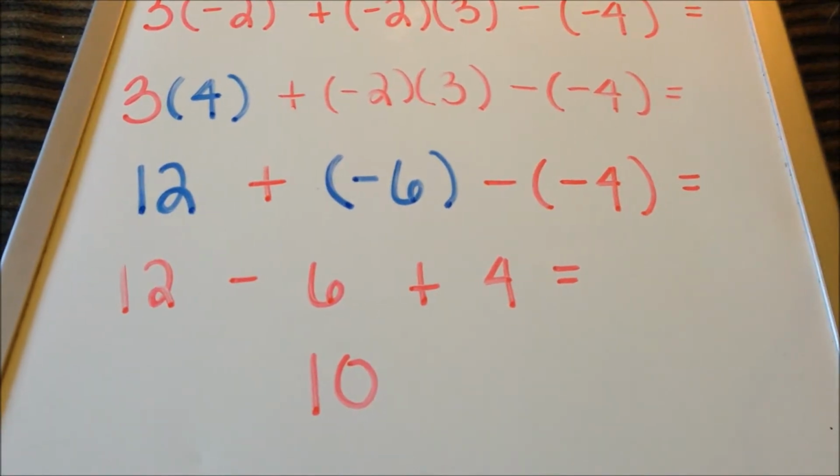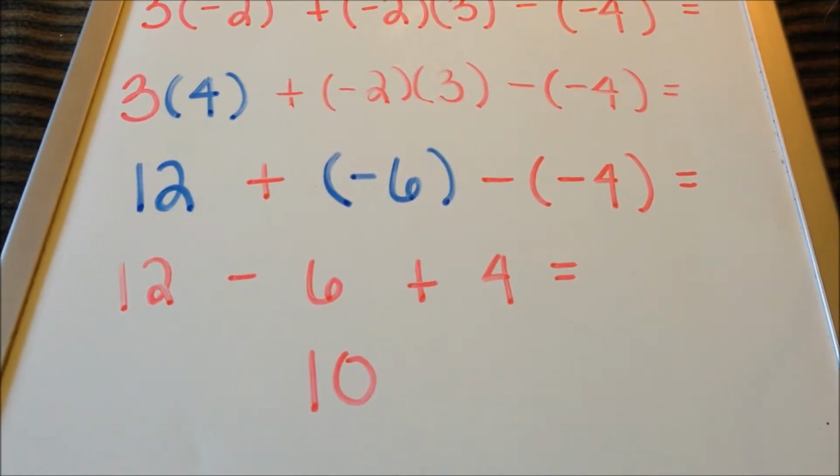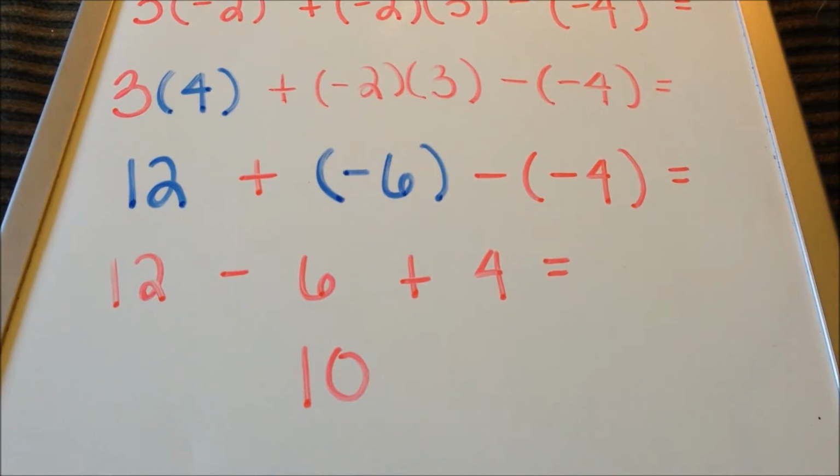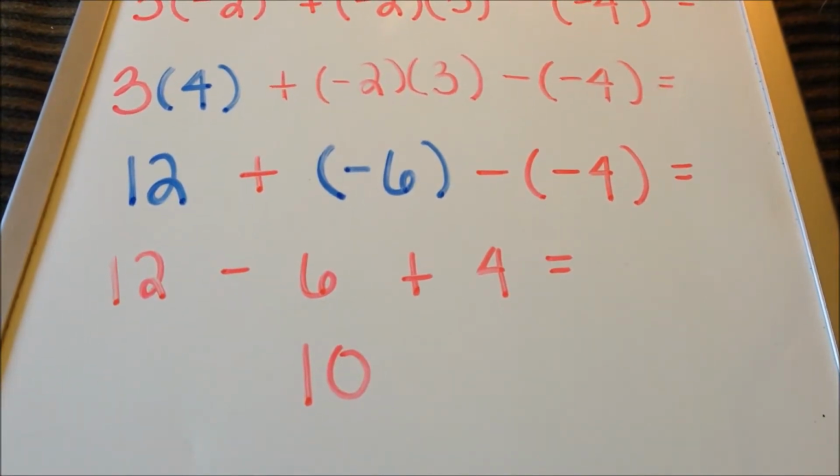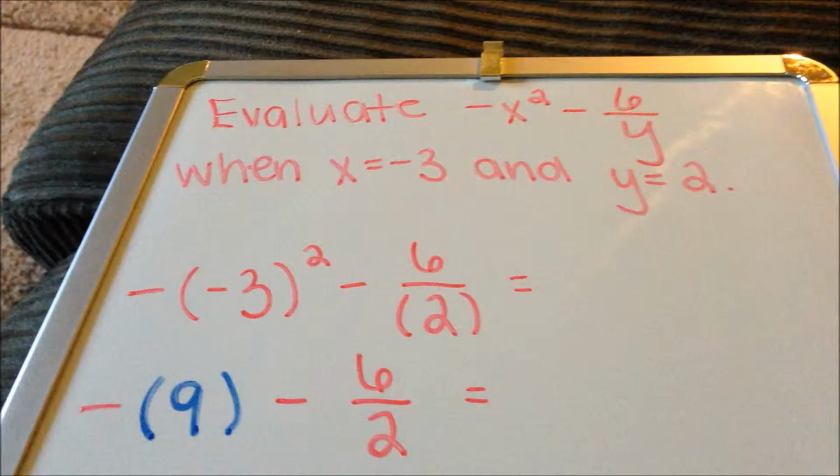My next recommendation would be to write out the problem without parentheses. So we have 12 minus 6 plus 4, and then if you add and subtract, you end up with 10.